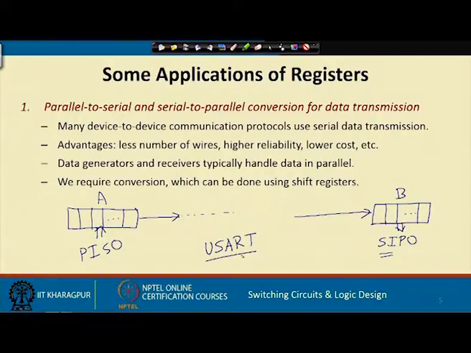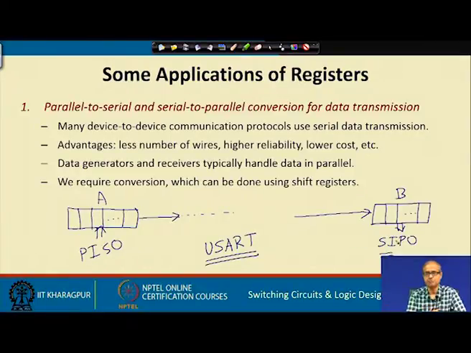If you look into literature, you will see that there is something called USART, universal synchronous asynchronous receiver transmitter. Now, inside this USART, this kind of PISO and SIPO registers are there. For transmission you need the PISO mode, for receiving you need the SIPO mode. This is how data transmission and receiving takes place during data communication serially. So, this is one of the very important applications of registers, specifically shift registers.